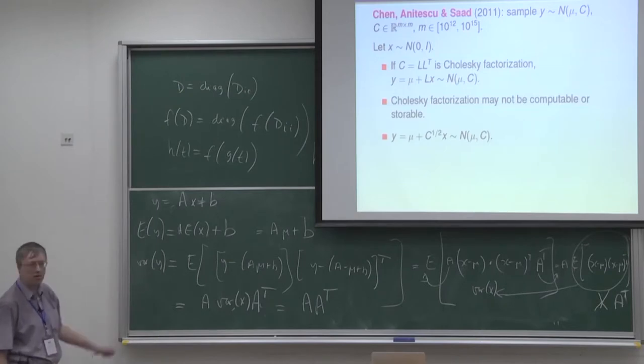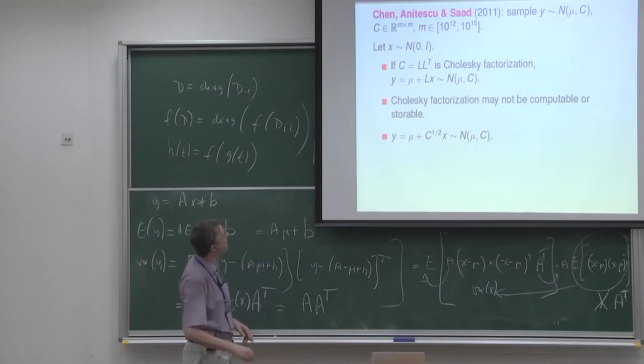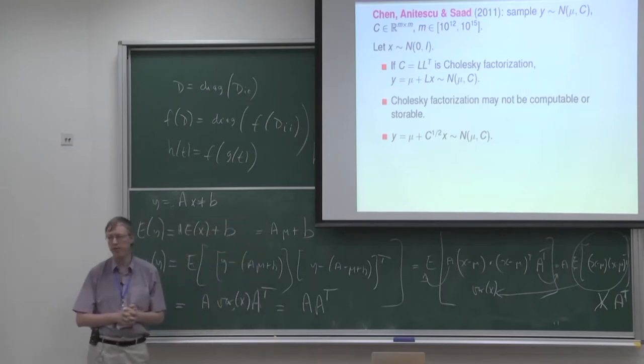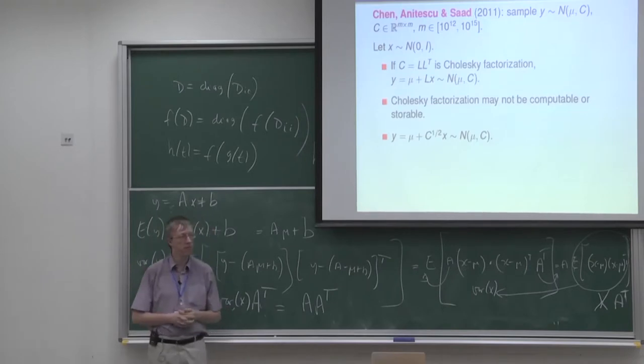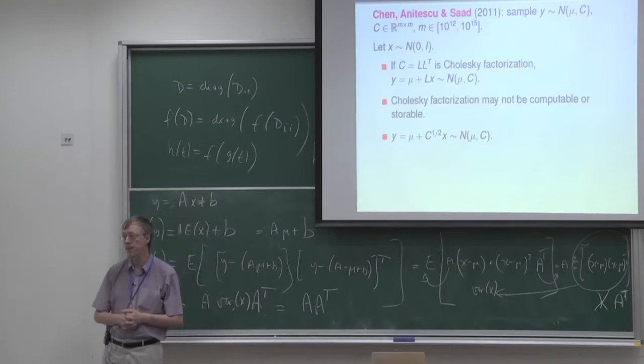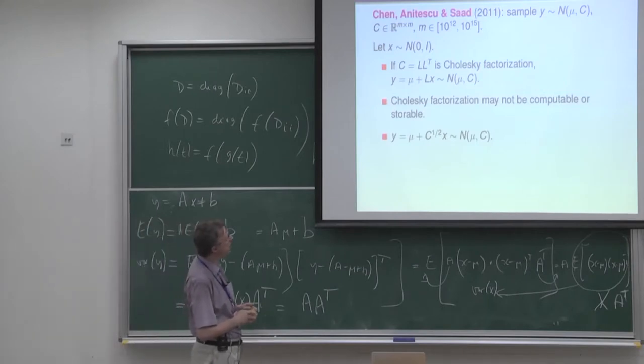So this would all be obvious to a statistician, and they would just say, okay, fine. The problem is, though, this dimension: C is of order 10 to the 12 or bigger in size, and for such a large matrix, we won't be able to compute the Cholesky factor. So this really isn't practical.